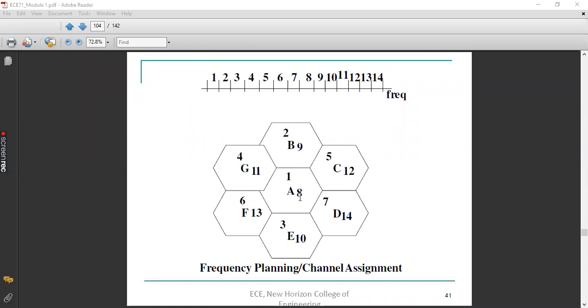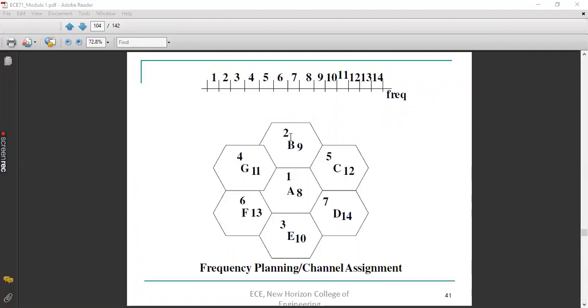So to minimize this adjacent channel interference, we need to separate the channels allocated to a cell so that they are far apart from each other. There should be a bandwidth separation, or frequency separation, between the 2 channels. As you can see here, channel number 1 and channel number 8 allocated to cell number A are 7 channels apart. That means there is sufficient frequency separation between the 2 channels so that we can minimize the interference.